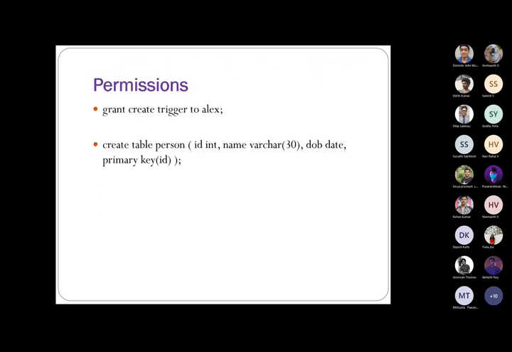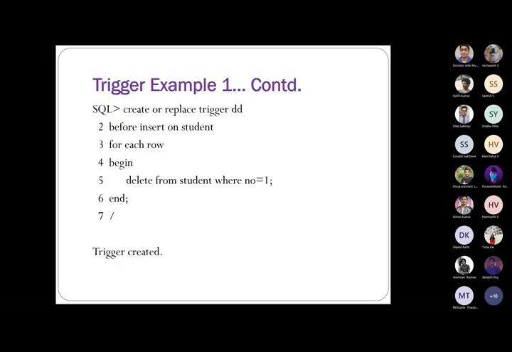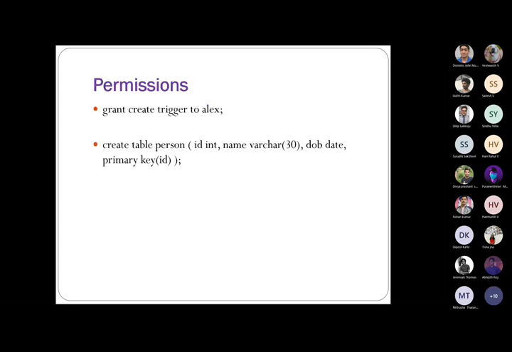A database administrator can grant trigger creating rights to some user. So grant create trigger to Alex, and Alex can create and execute triggers. Let us see a simple example first, and then we'll move on to other examples. For example, you have a person table: create table person. It contains person ID, name, date of birth, and the primary key is going to be the person ID.